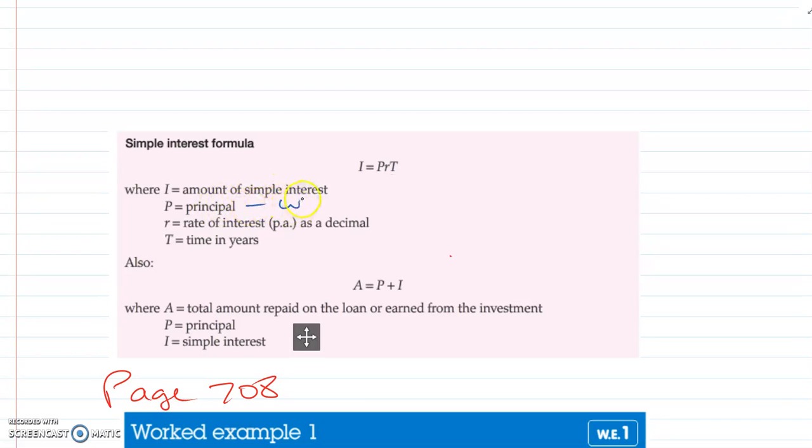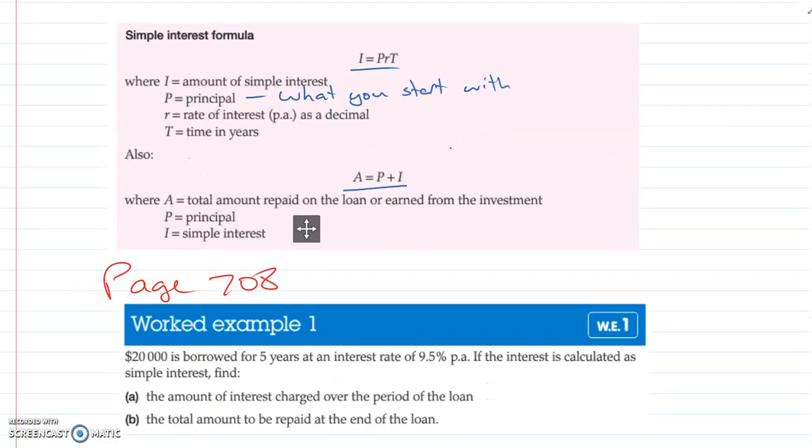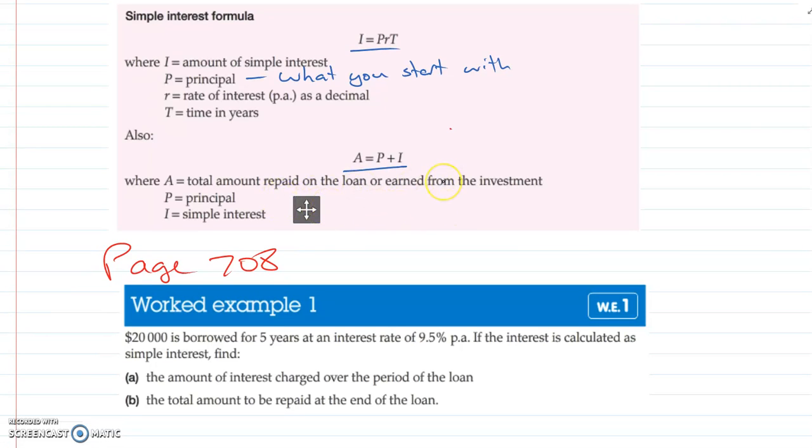Anyway, P is the principal, that's what you start with. That's how much you invest or how much you borrow. R is the rate of interest, always as a decimal, and T is time in years. Straightforward. So that's I equals PRT. The next one just tells you how much total your investment is worth. Like after 3 years, our investment in that example above was worth $650. That's what A is: the total amount repaid, or the total amount that it's worth.